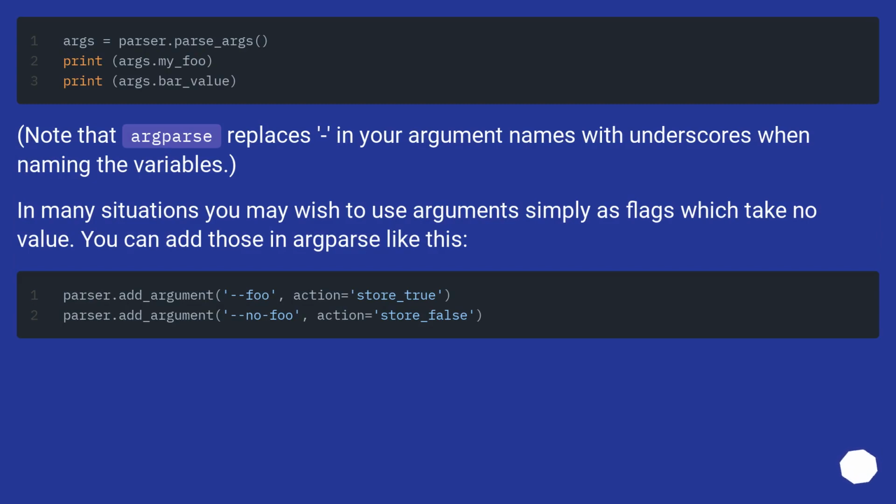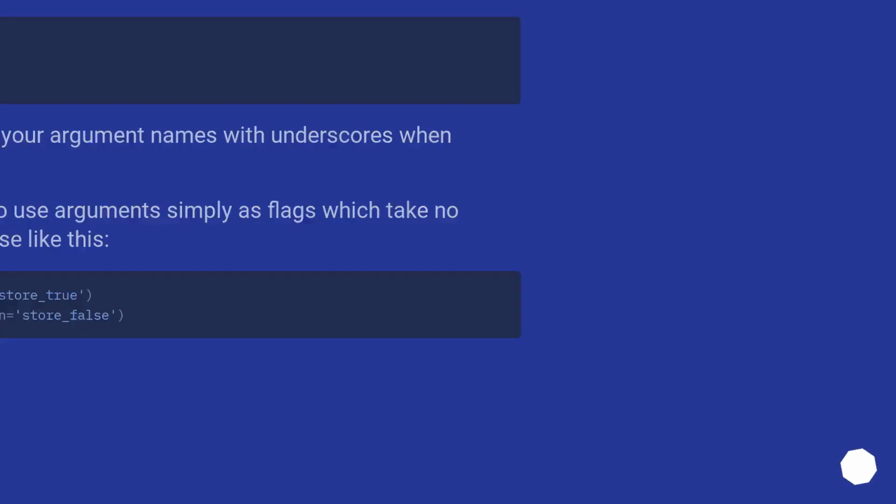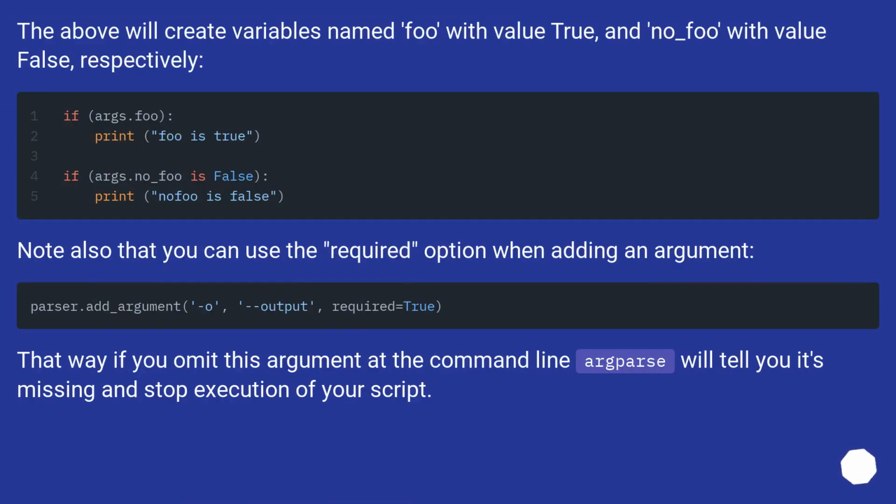Note that argparse replaces dash in your argument names with underscores when naming the variables. In many situations you may wish to use arguments simply as flags which take no value. You can add those in argparse like this. The above will create variables named foo with value true, and no_foo with value false, respectively.